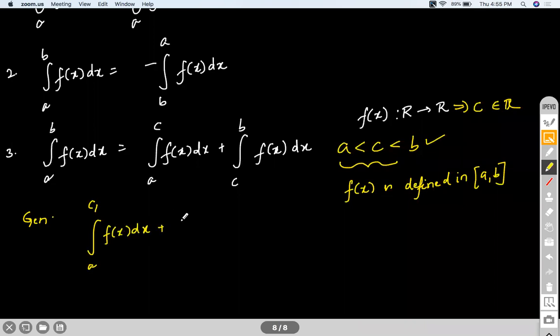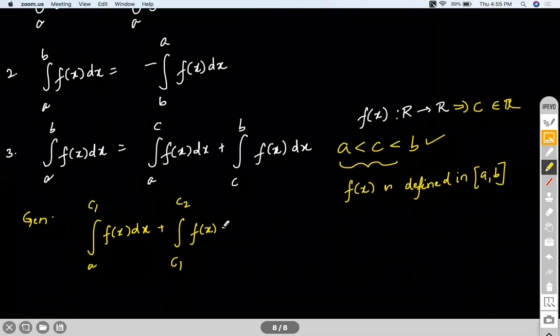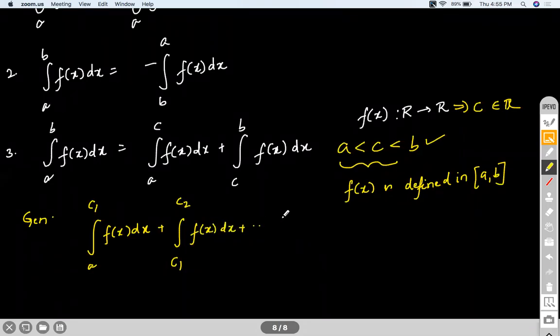Why is it only true like that? If that is the case, then it can be written as minus of that, right? And which is correct. Written as A to C.